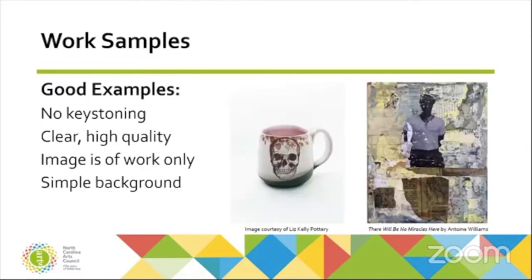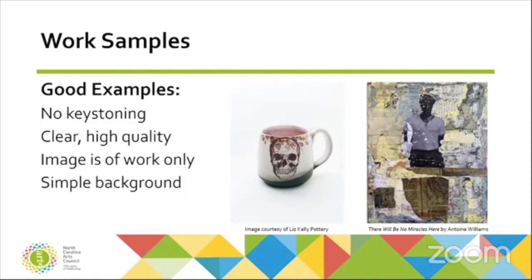Okay, so real quick for visual arts, some good examples. So no keystoning. That's when the work doesn't really line up with the frame of the photograph. You know, you get that sort of trapezoidal shape. You want images straight on. You want clear, high quality work, the image of the work only, and a simple background.